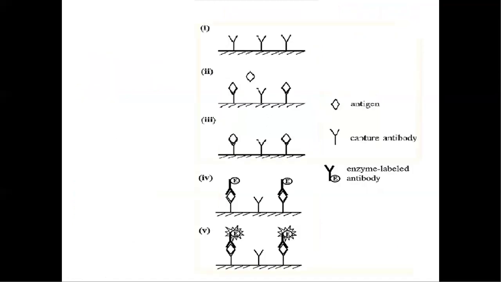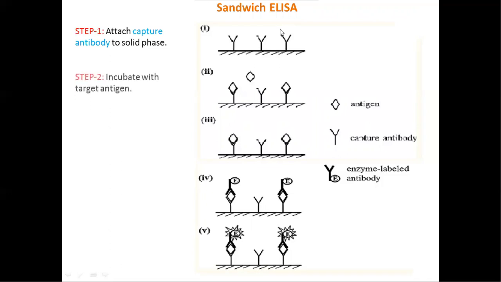And the next method is sandwich ELISA, which is very popular to detect specific antigens. In step 1, here we coat a polystyrene surface with capture antibodies. Then it is followed by adding of blocking agents and incubating the serum for about 5 to 10 minutes.